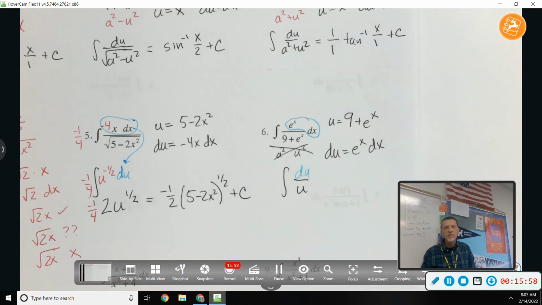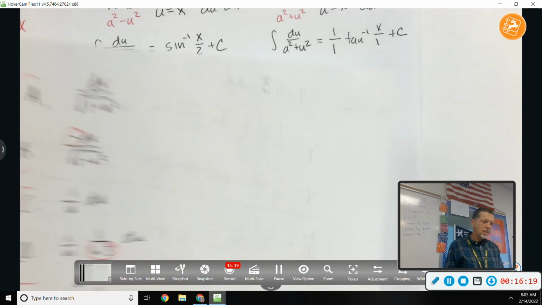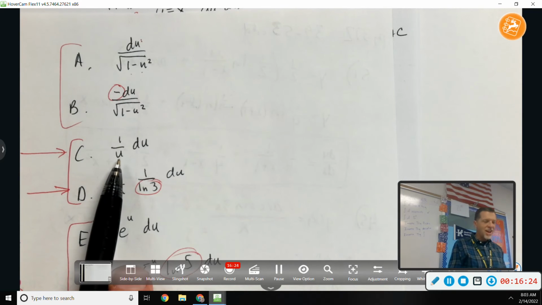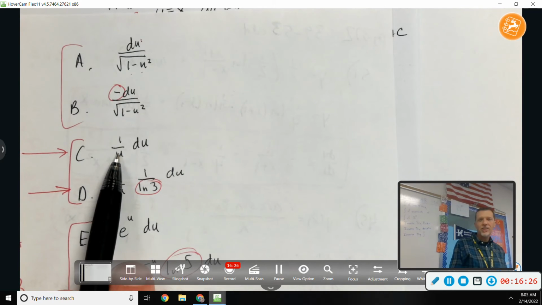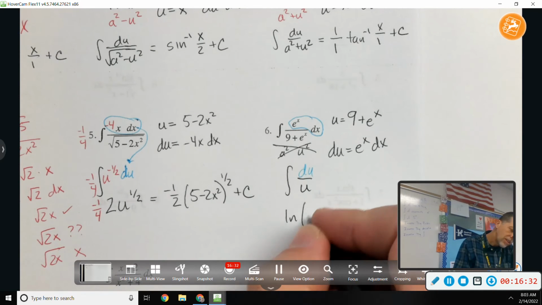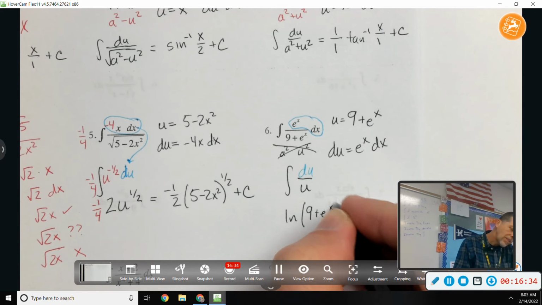What's the antiderivative of du over u? Warm-ups from earlier. It looks a little bit like that, and if we did backwards from that, it would be natural log of u. So natural log of 9 plus e to the x plus c.